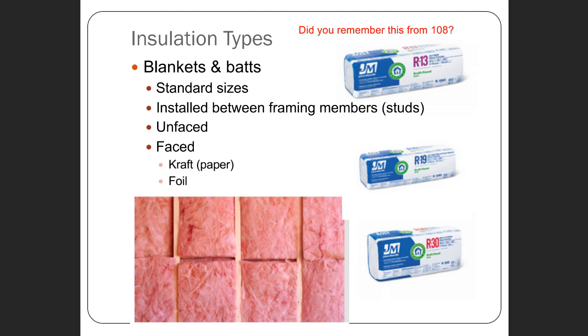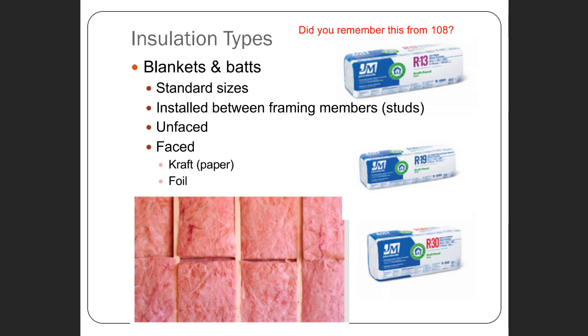But yes, blankets and batts typically come in standard sizes. We're putting them between the studs or the framing members. They can be unfaced, as you see in the picture here, that pink is the fiberglass insulation, or that insulation can be faced with either kraft paper, which is a brown paper, or foil. The facing provides some additional thermal performance.